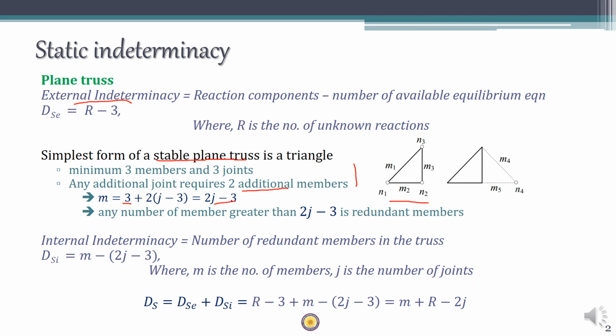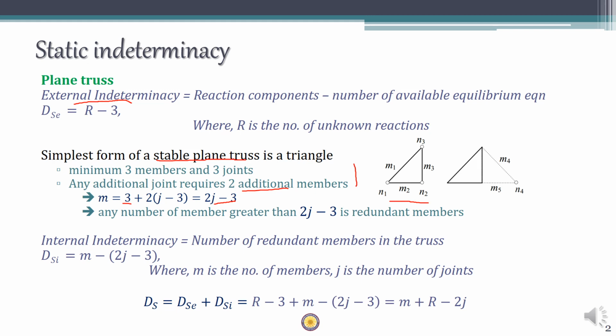a perfect truss. Any number of members exceeding this 2j minus 3 is called redundant members, and these redundant members are nothing but internal indeterminacy. So the number of redundant members is equal to the internal indeterminacy. We can express internal indeterminacy as dsi is equal to m minus (2j minus 3), where m is the number of members and j is the number of joints in the given truss.